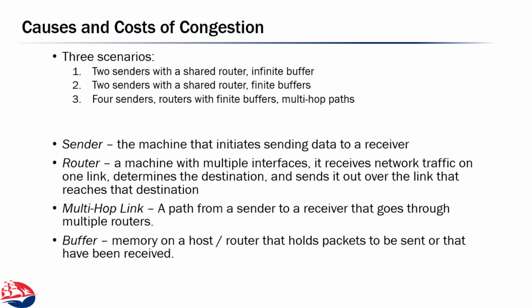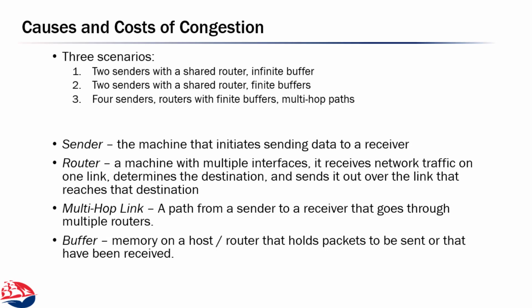There are a number of scenarios that help us understand congestion. The first one is that we have two senders communicating with a shared router, but that router and all of the servers have an infinite buffer space. We could also have two senders with a shared router and finite buffer memory between all of them. That's where we're going to really see the congestion start. And then four senders with routers with finite buffers and multi-hop paths.